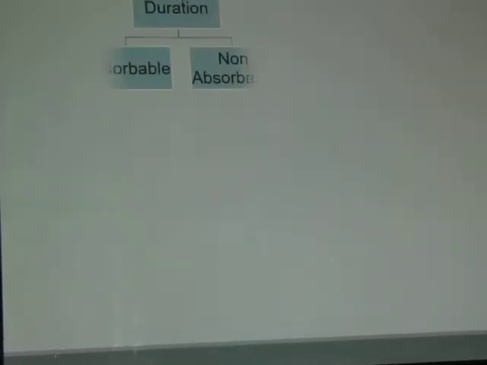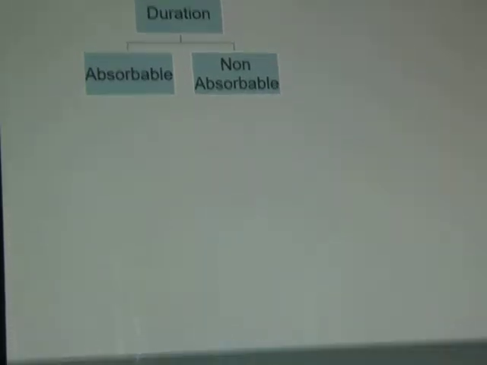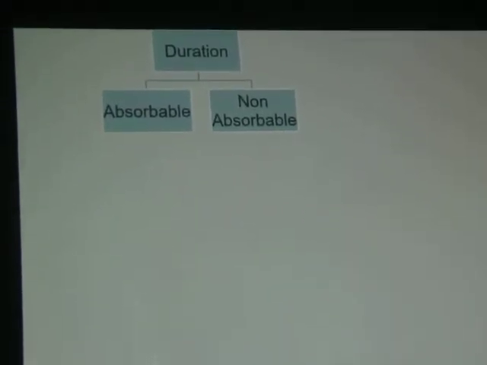suture لما اجي اتكلم على suture بتكلم على many properties, different properties. اول حاجه the duration of the suture. How long will it stay in the tissue?